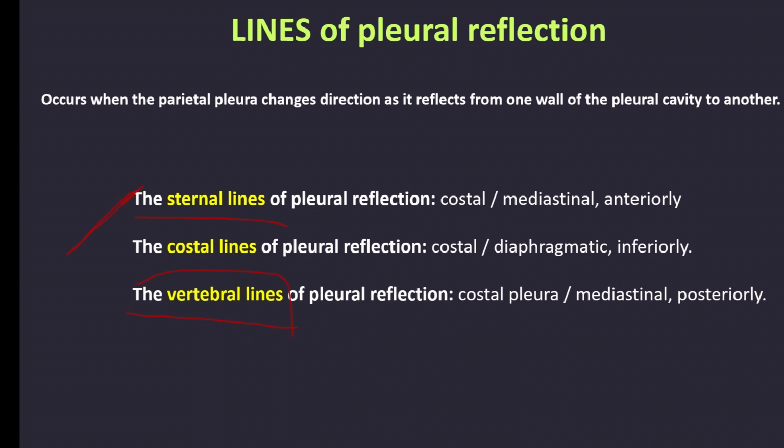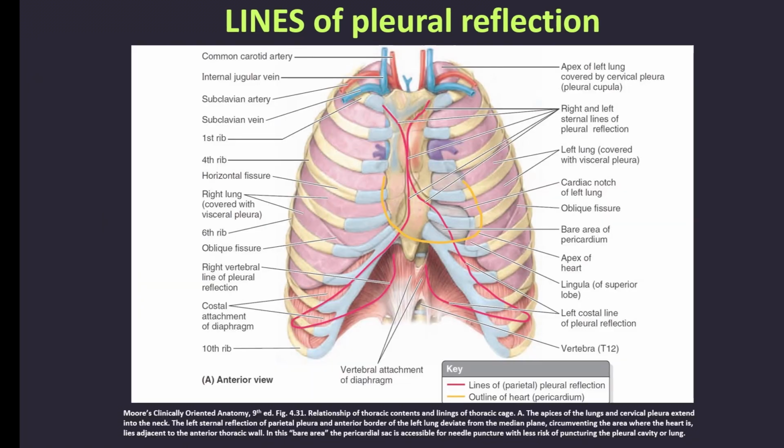So this one and this one, they're very similar, just one happens anteriorly and the other one happens posteriorly. Then we have this one, the big one, the costal lines of pleural reflection. That happens when the costal parietal pleura reflects inferiorly to become the diaphragmatic parietal pleura, and that of course happens inferiorly when the ribs meet the diaphragm. And let's see those on pictures.